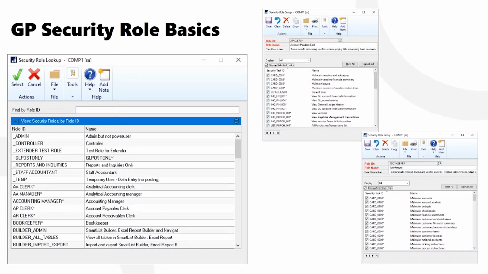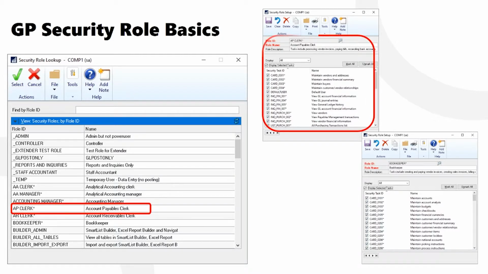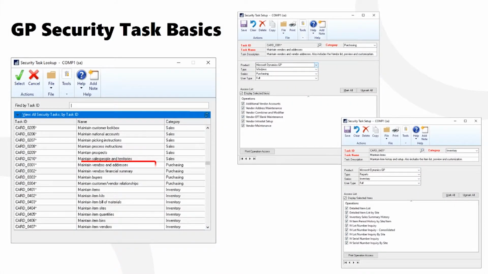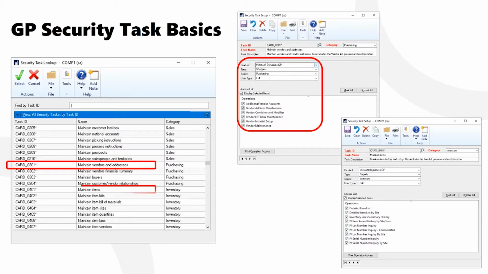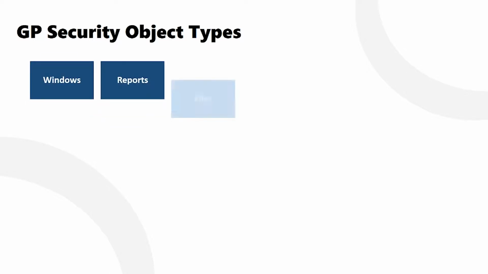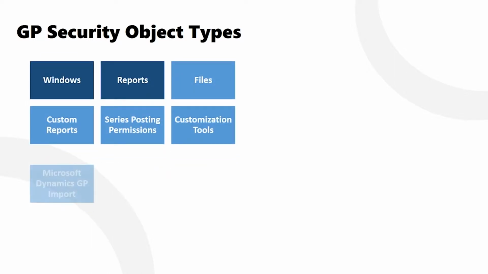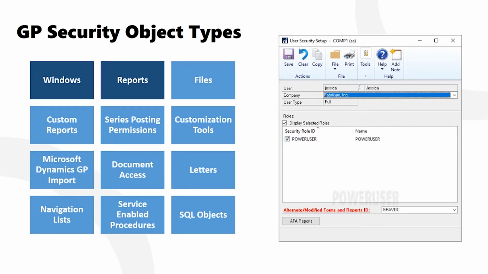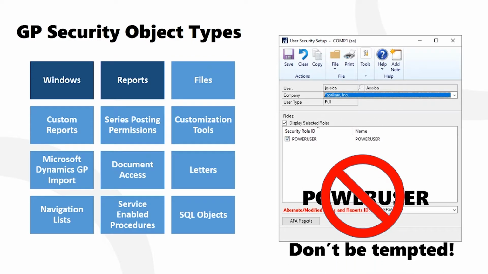Each role ID is made up of a group of task IDs. Those task IDs allow access to certain reports, windows, and operations within each module of Dynamics GP. In addition to the ever-important windows and reports, there are 10 other types of security objects that might be part of your security, as you can see here. The power user role grants full access to everything, so the goal is to prevent anyone but the real GP administrator from accessing certain setup or sensitive areas of the application by assigning the right roles to each user.